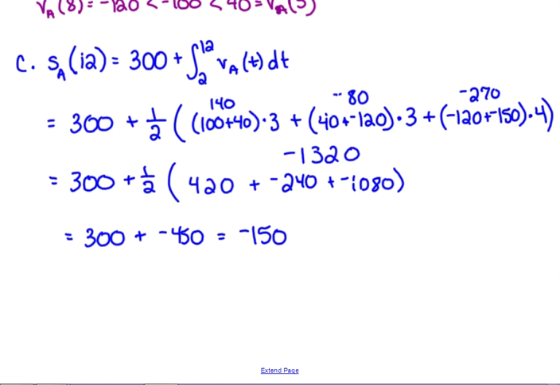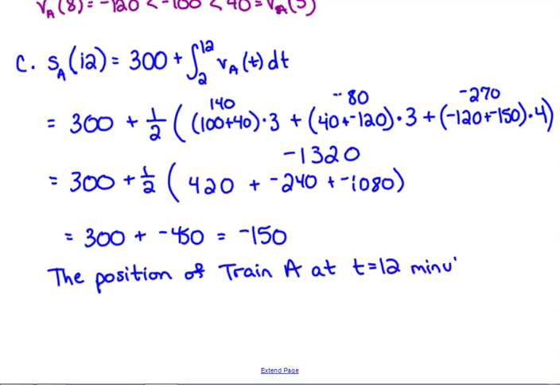And you'll always want to write that in a sentence there at the end. So the position of train A at t equals 12 minutes is approximately, because this was an approximation, 150 meters. Now let's think about it. It's negative 150.